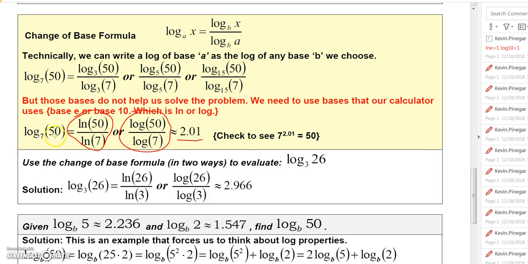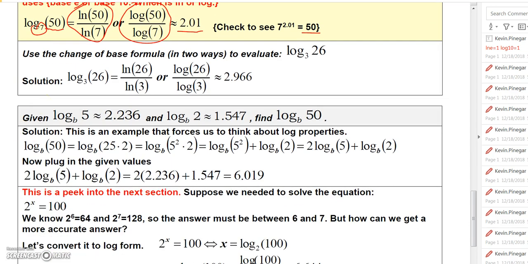And by the way, remember what you're getting. You're getting what power you would raise 7 to become 50. So if you wanted to check that, you could raise 7 to the 2.01 power, and you would see that it's going to be approximately 50. So again, if you wanted to find the log of some weird argument to some weird base, you could just convert it to either natural log or common log. So here, if I want the log of 26 base 3, then I could write that as the natural log of 26 divided by the natural log of 3, or the common log of 26 divided by the common log of 3, and you'll get the same answer no matter which one you do.